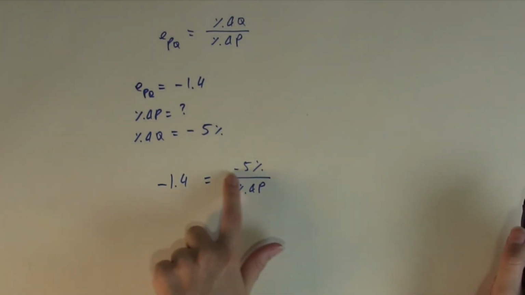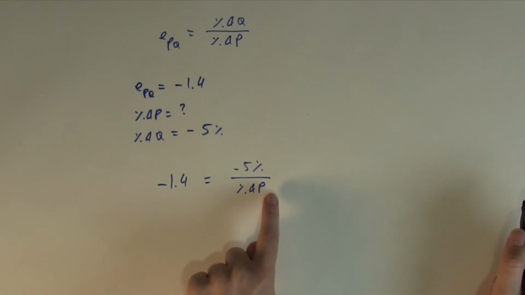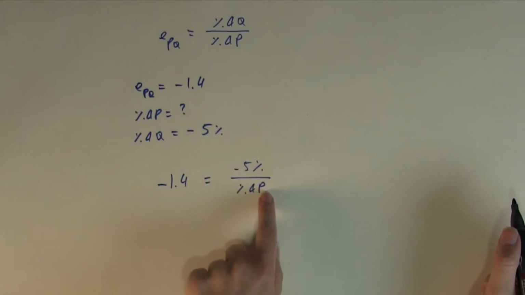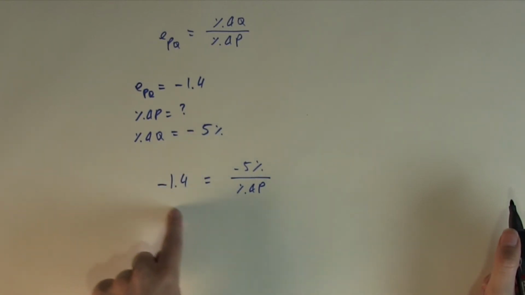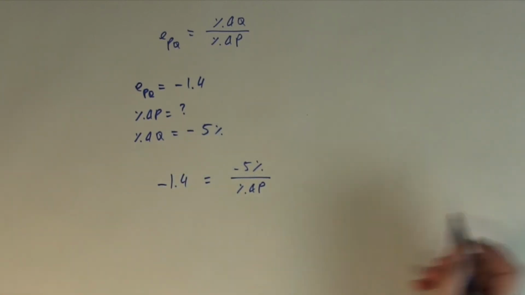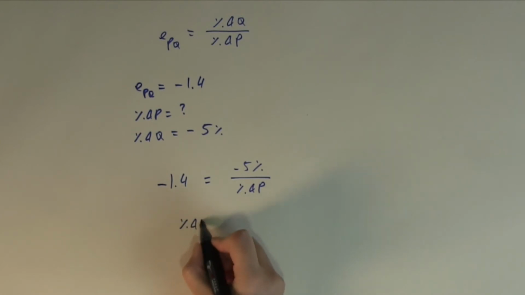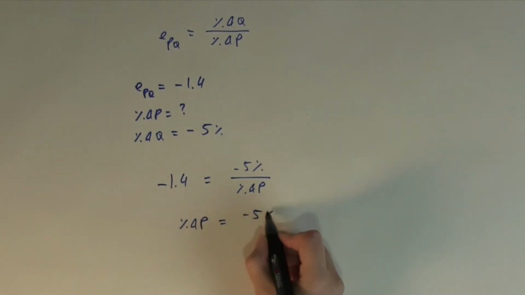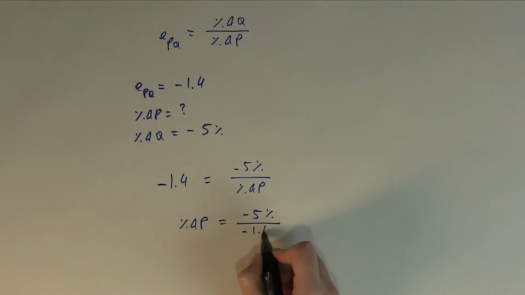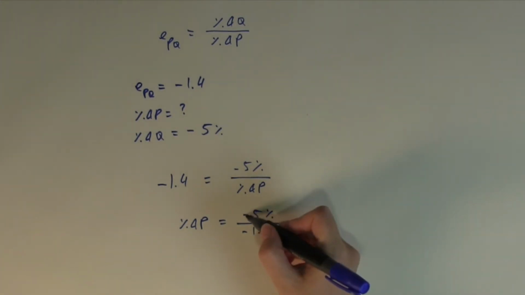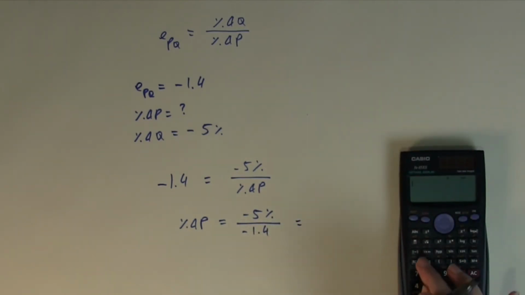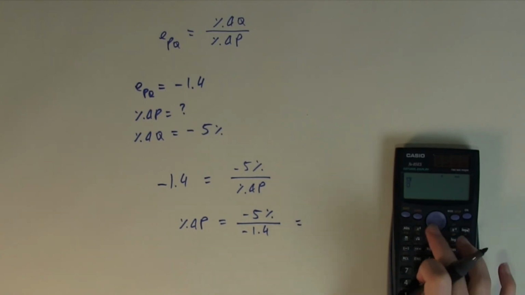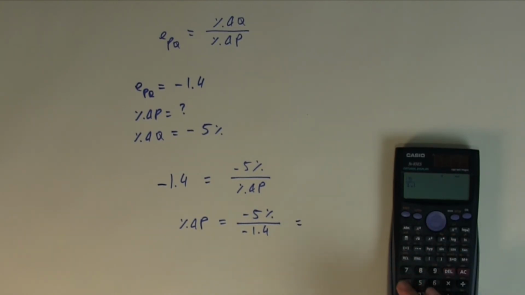So, to calculate the percentage change in price, I need to multiply up by the percentage change in price, but at the same time I will need to divide it down by the minus 1.4. So the percentage change in price will be minus 5% divided by minus 1.4. So what will that give me? I know that negative divided by negative will give me positive, so I can just simply type in 5 over 1.4.